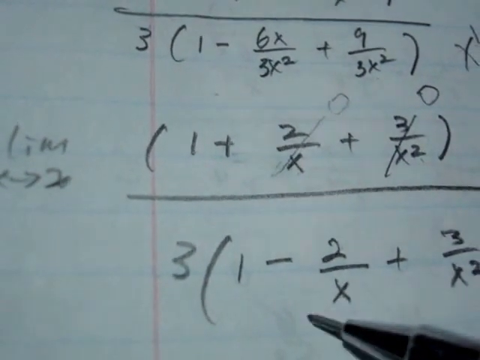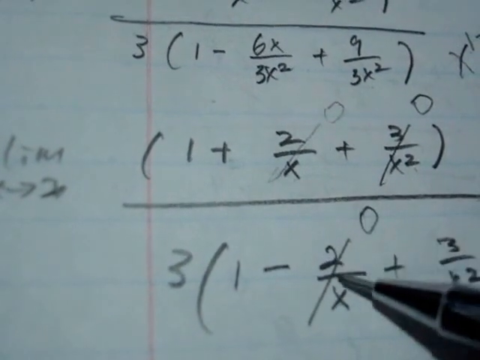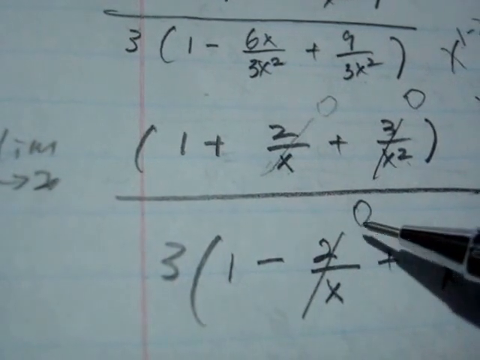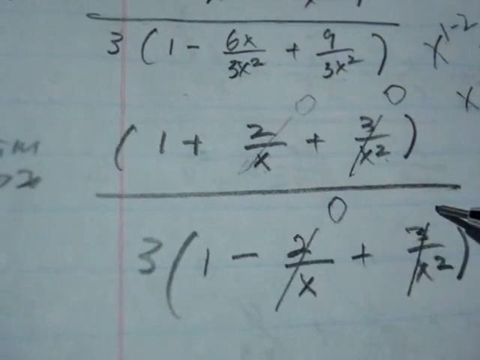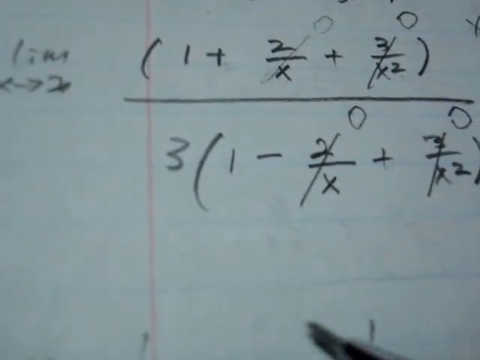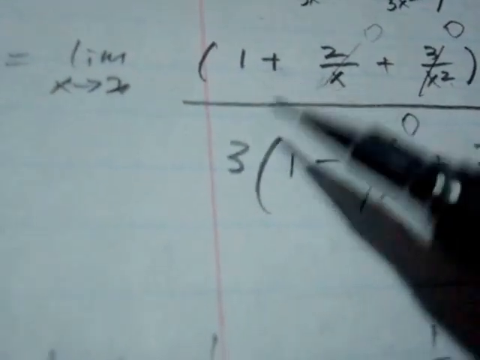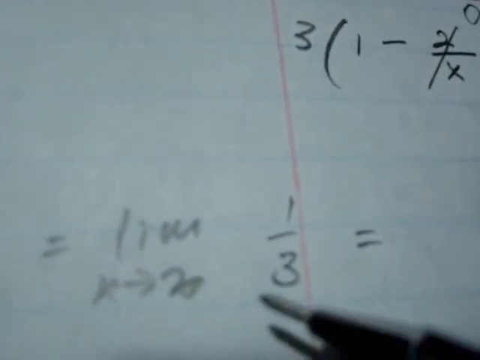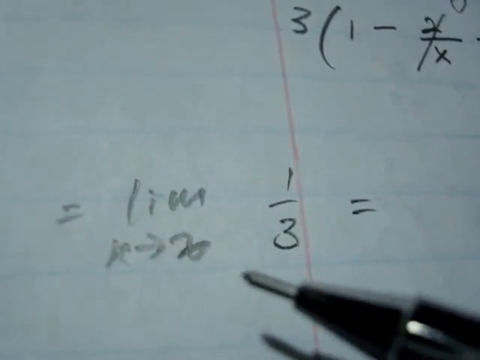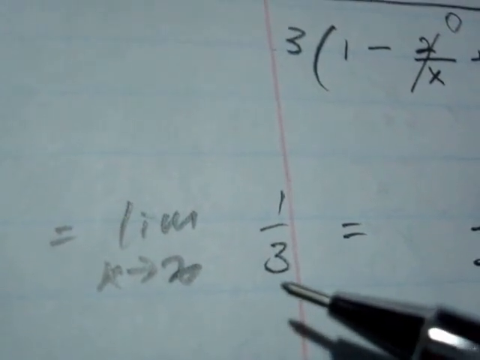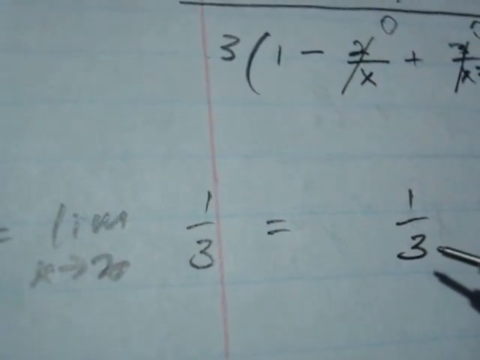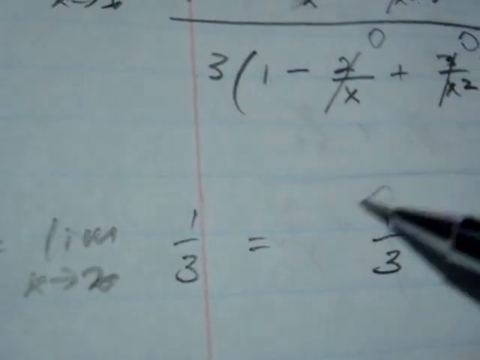And on the denominator, it will be the same too, because 2 divided by a very large number almost infinity, it will reach 0. And it's the same concept for this one. So you are left with the limit as it approaches 1 divided by 3. As I stated earlier, every time you take a limit as it approaches infinity for a constant, the answer will be that particular constant. So for this particular limit, the answer will be 1 divided by 3.